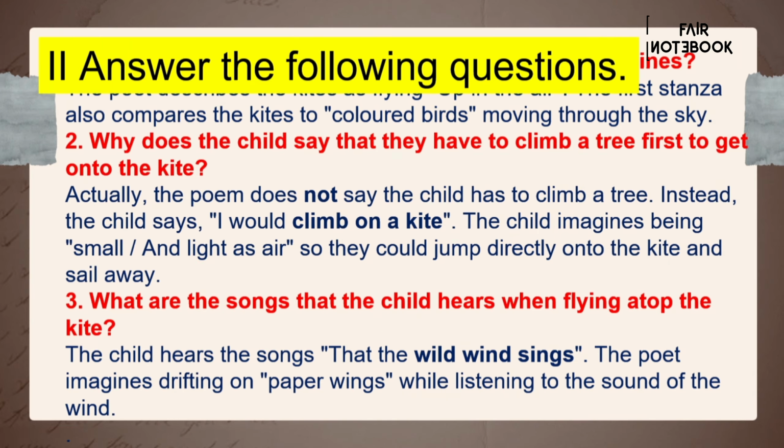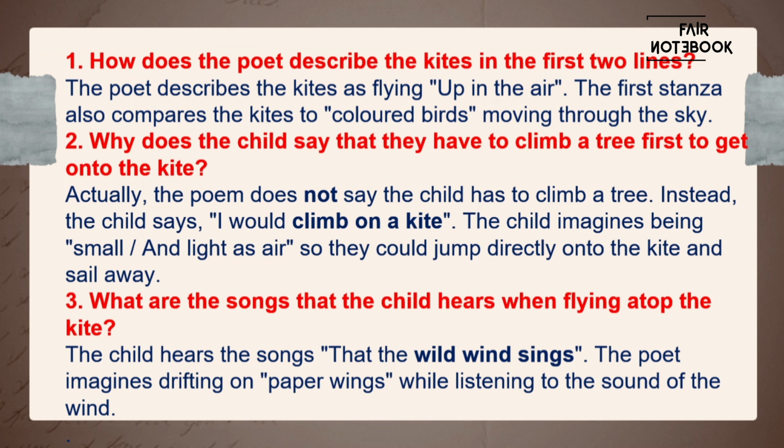Answer the following questions. Question: how does the poet describe the kites in the first two lines? Answer: the poet describes the kites as flying up in the air. The first stanza also compares the kites to colored birds moving through the sky.